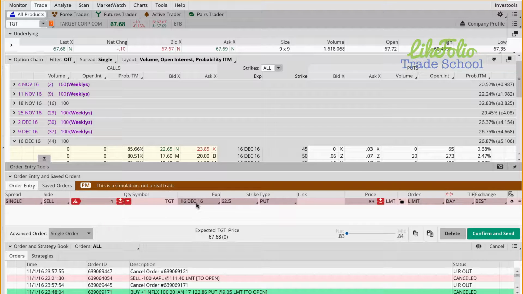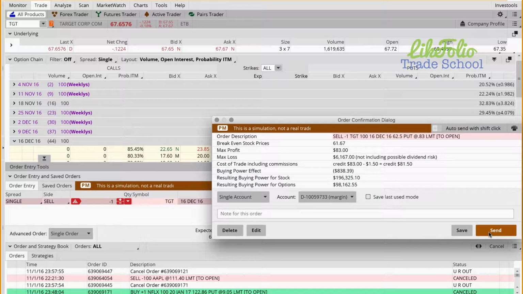The symbol's TGT. Here's our expiration day. Here's our strike, 62.5. We're selling puts. The price is 83 cents. It's a limit order. It's a day order, and we're going to route it through the best exchange. You can route it through individual exchanges, but just let the software route it through what it determines as the best exchange. We can click here, confirm and send.